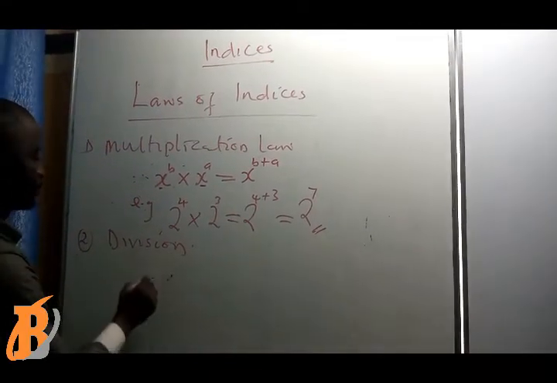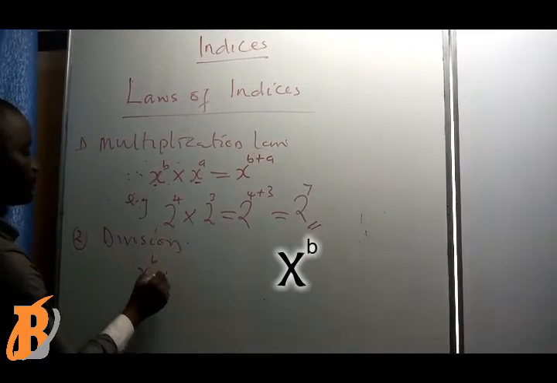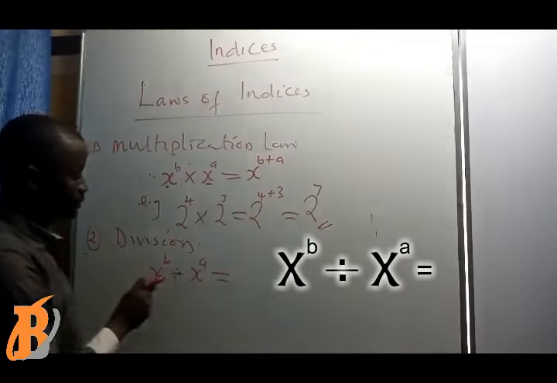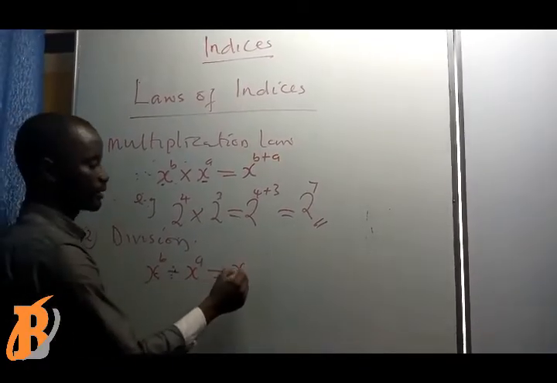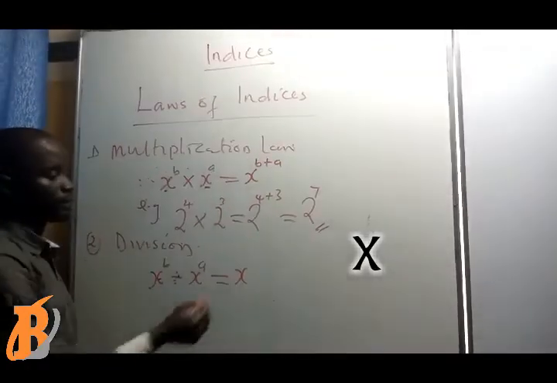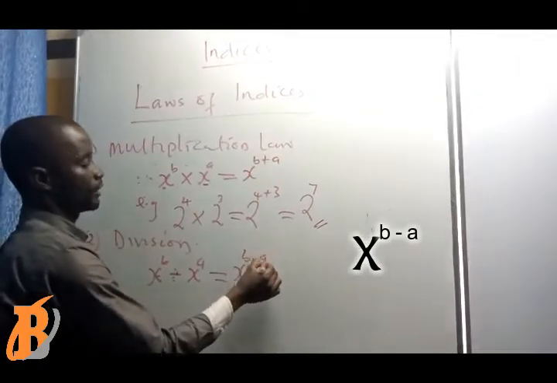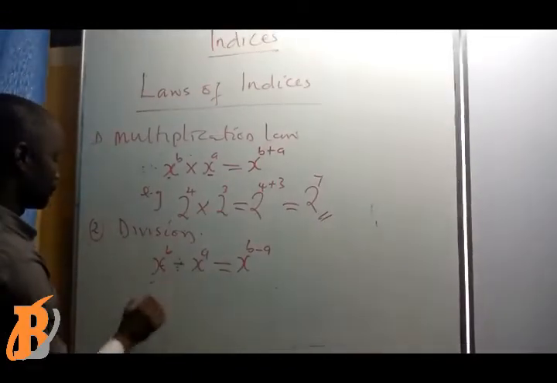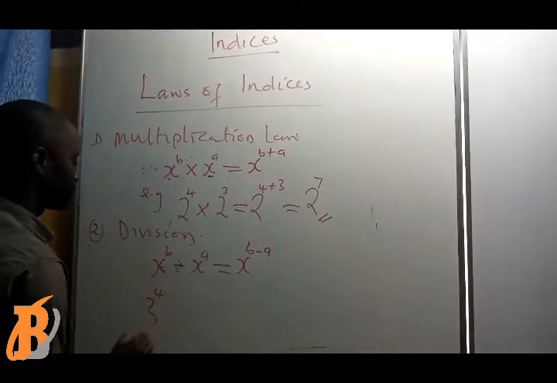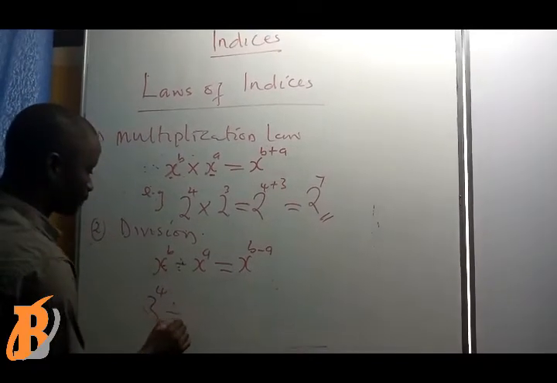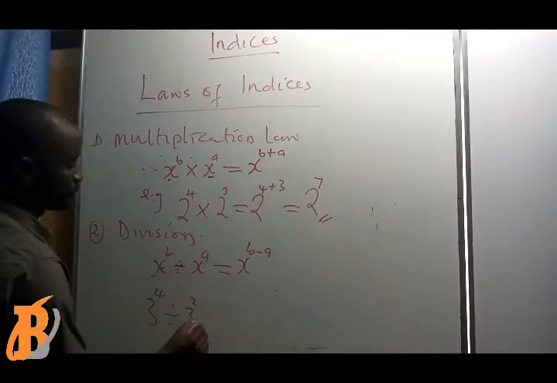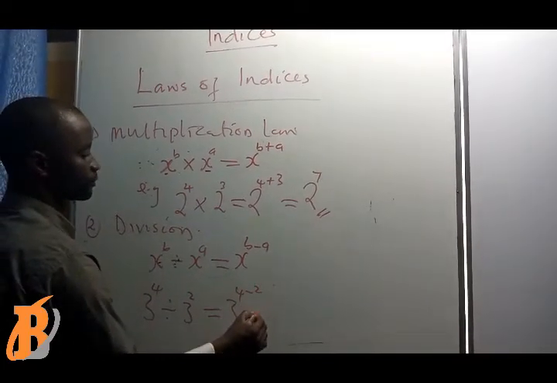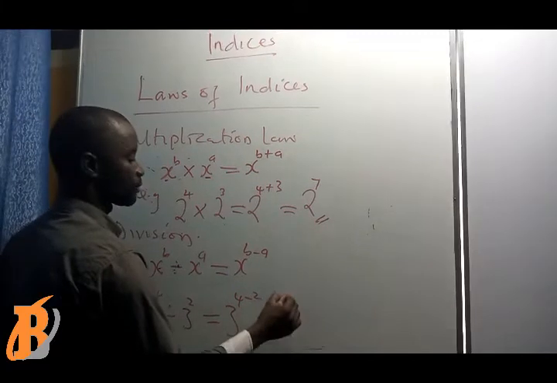Now, the second law, that's division. When x raised to power b divided by x raised to power a equals, you take one of the base, that's x, and then you subtract the powers, that's b minus a. Let's take another example. You have 3 raised to power 4 divided by 3 raised to power 2, equal to 3 raised to power 4 minus 2, which is equal to 3 raised to power 2.